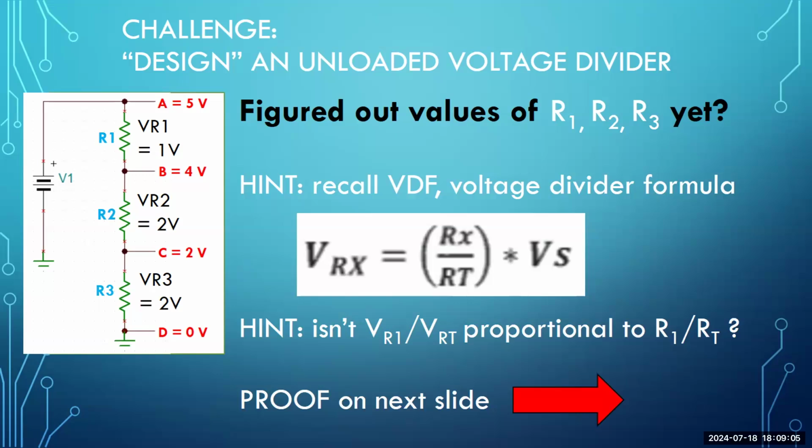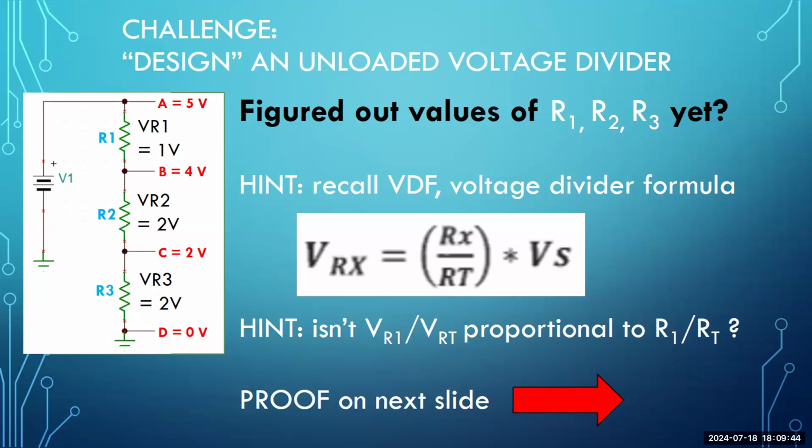Here's a hint. And the hint here is to recall VDF. And VDF stands for voltage divider formula. And it is given to you in the formula in the white box, where VRX, X meaning some unknown resistor, is equal to the value of a fraction, a ratio, a proportion of Rx over R total. You take that fraction, you multiply it by the total voltage or the voltage source, then we can determine what part of the voltage source is going to be equal to the voltage across Rx.